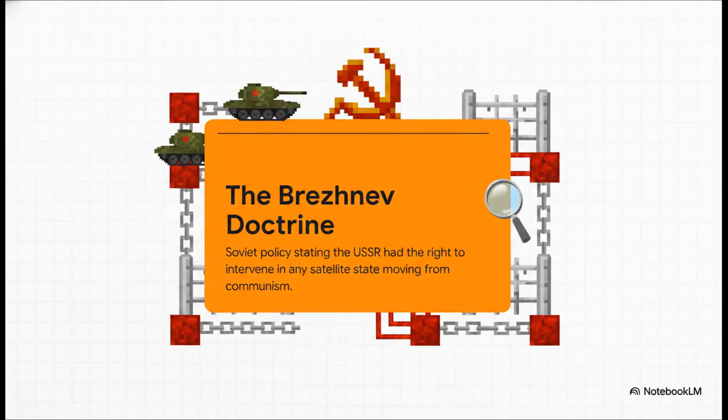back from the brink. So, after putting down the Prague Spring, the Soviets basically decided to write down the rules. They called it the Brezhnev Doctrine, and it was pretty simple. If you're a communist country in our bloc, you're not allowed to leave. And if you try, we have the right to invade you to protect communism. It was their official excuse for using force.